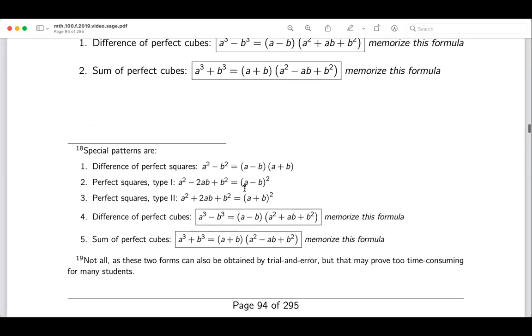If you're looking at textbooks, though, they mention that there are quite a few special ones. For example, they mention the difference of perfect squares. Again, most students can do this by trial and error. They don't need to know or memorize that formula. Perfect squares type 1 and type 2, that is a minus b squared, a plus b squared. Relatively simple. Again, most students do not need to memorize that. What do they need to memorize, though? Let me point this out: the two that are in boxes, the difference of perfect cubes and the sum of perfect cubes.